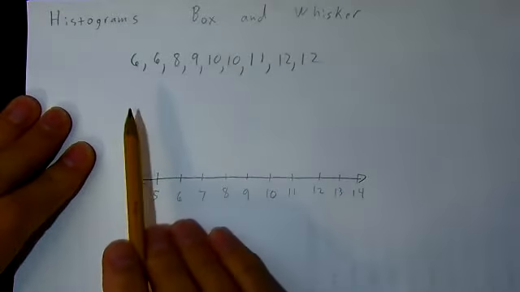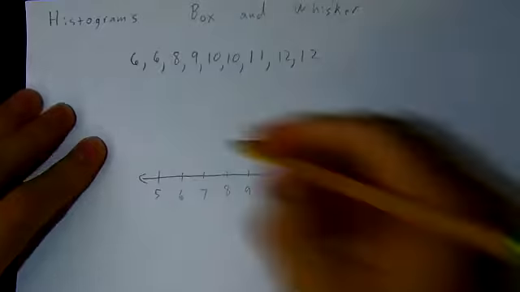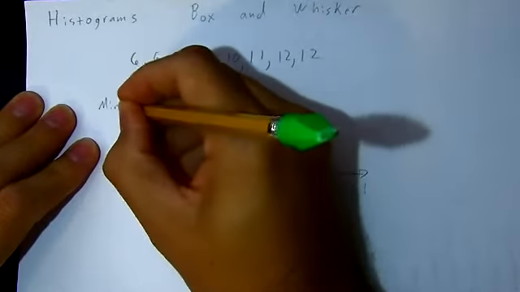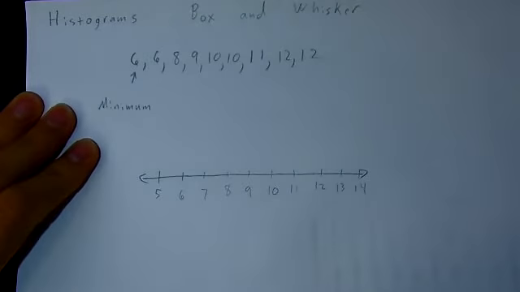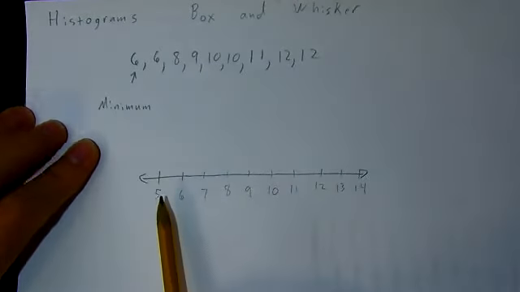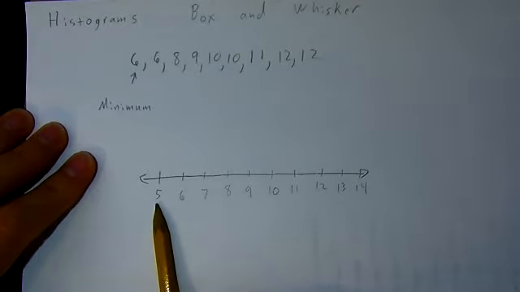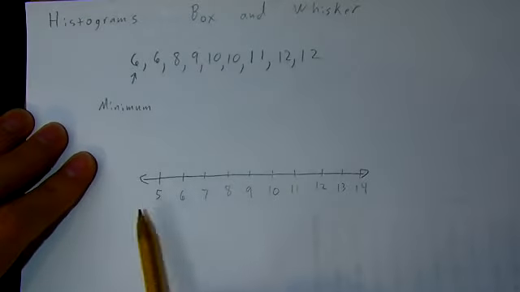So first off, you've got your smallest number. So your smallest number is called your minimum. It's just the smallest number. Now the common mistake people make is they look at the line graph and they just look at the smallest number here. When it says what's the minimum, they look over here and they go, well, the minimum is 5 and the maximum is 14.